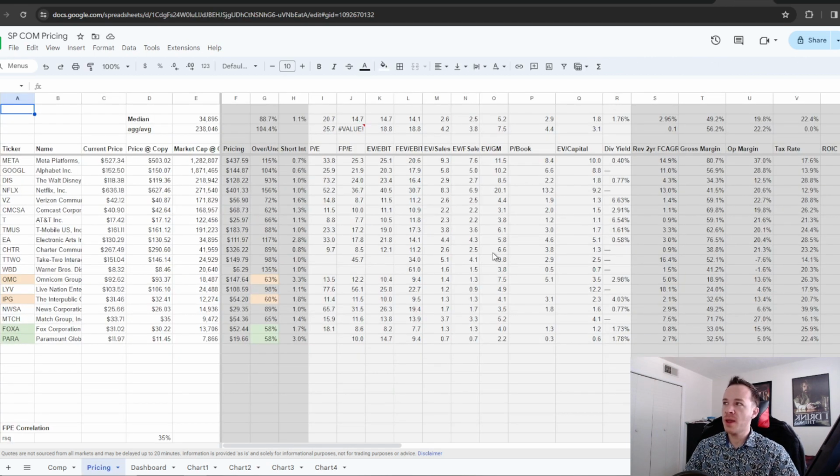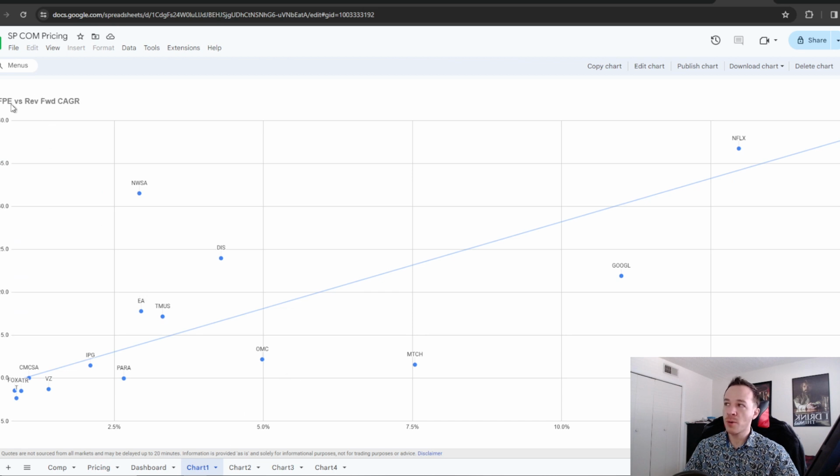Then last but not least, we have the communications sector. Coming over to take a look at the multiples of that, we have forward PE ratio versus forward revenue CAGR. Nice, strong relationship. It's worth noting that this is the last of the sectors, and man, is the sample size really getting pretty sparse for this one.